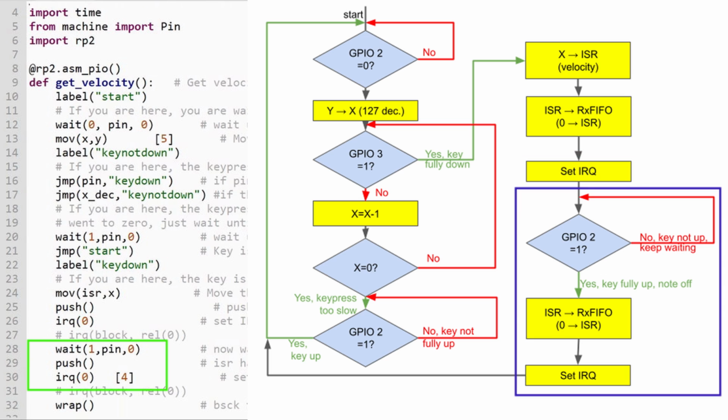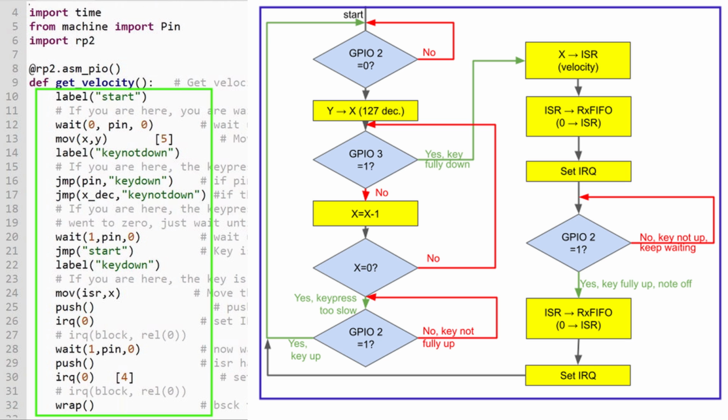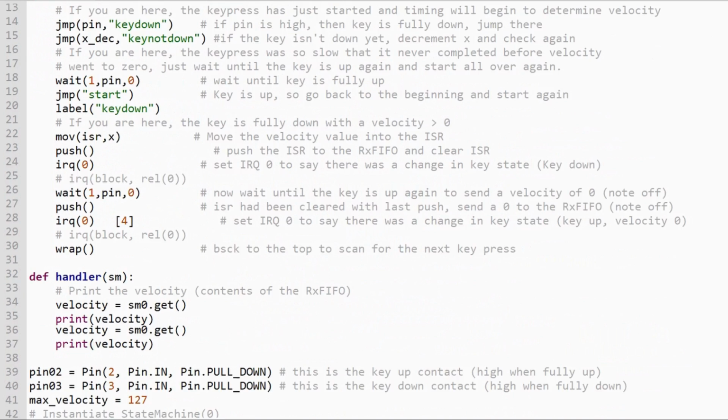We'll wait until the key reaches the key up position and send a velocity value of 0 to the receive FIFO. We'll also set another interrupt. The ISR was already loaded with 0 since it's cleared every time the ISR contents are set to the receive FIFO. I added a time delay of 4 clock cycles as a debounce for the key up contact. Then we wrap back to the top and start the process all over again.